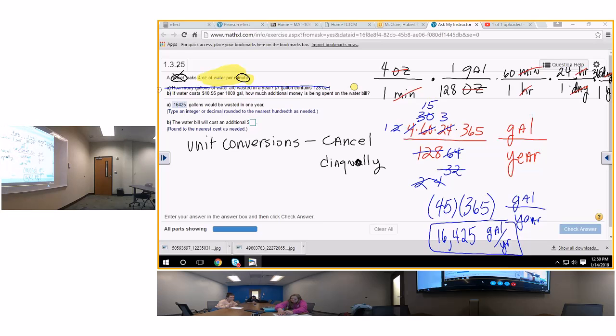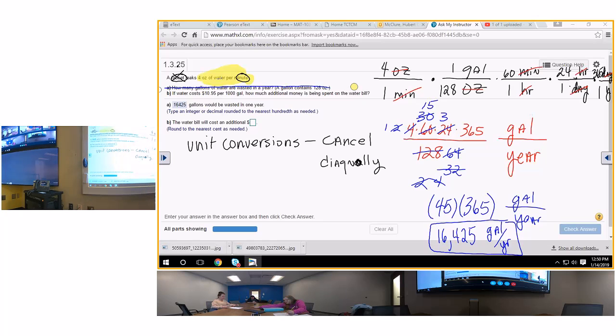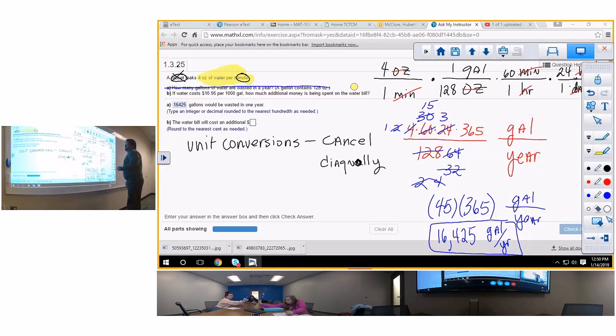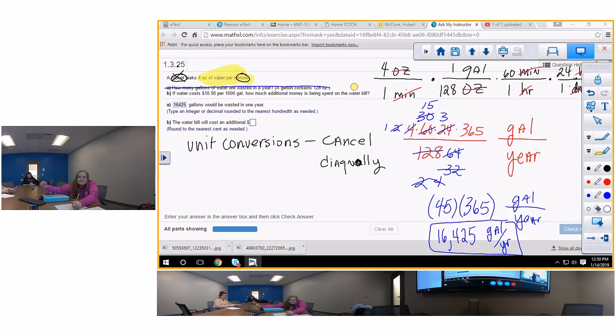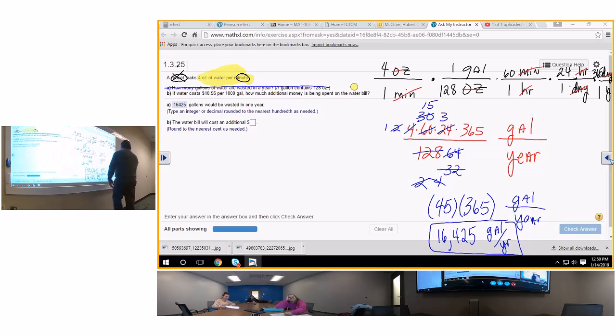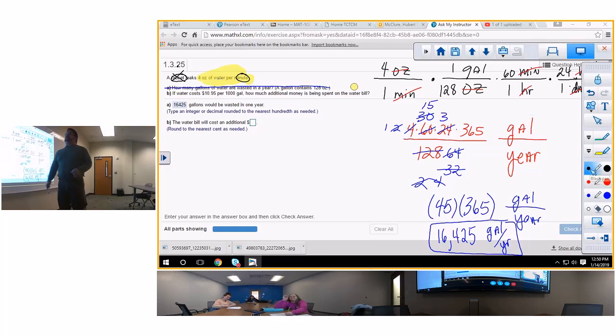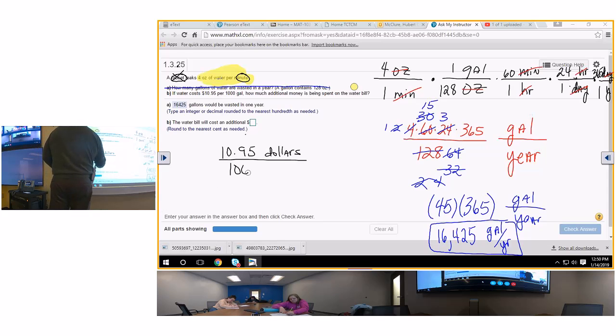So if water costs, we got another ratio to start with. Somebody tell me how to write that ratio down. Sorry. Y'all quit making noises up there. I tell you what, you can't take those honey girls anywhere. They just wild. What are we gonna do? We're gonna put $10.95 over 1,000 what? Gallons.